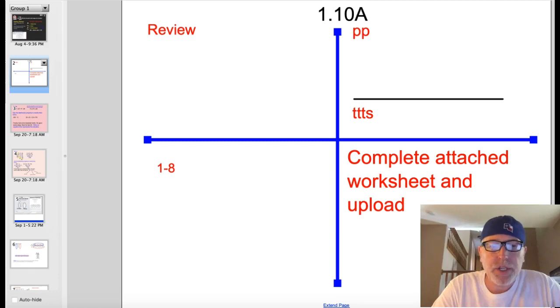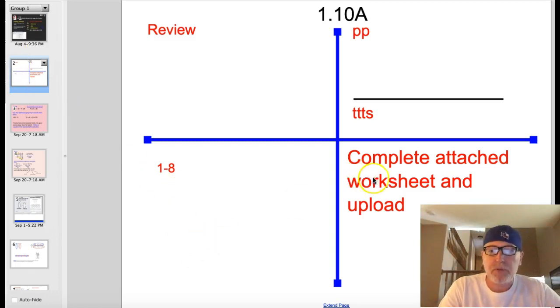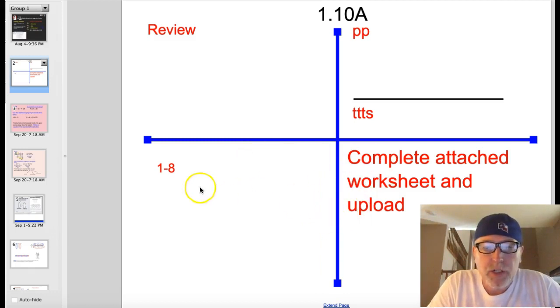Easy target today. Let's just get right at it. We spend 5 minutes on the review. We've got a video to watch with pause problems. Stick to the show. You're going to do 8 problems in your notebook, and you're going to complete a worksheet and upload it. The worksheet will challenge you a little bit, but the rest of it's going to be super easy. Let's get going.